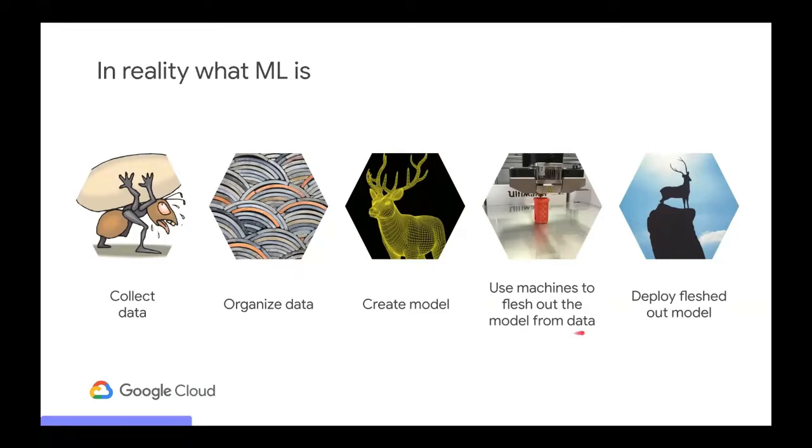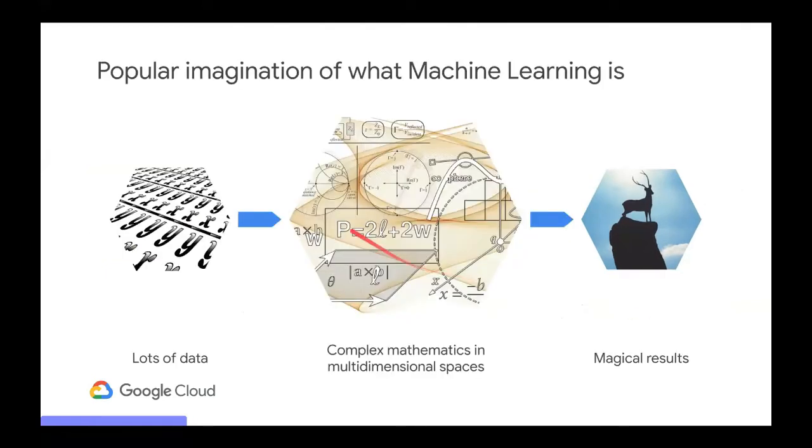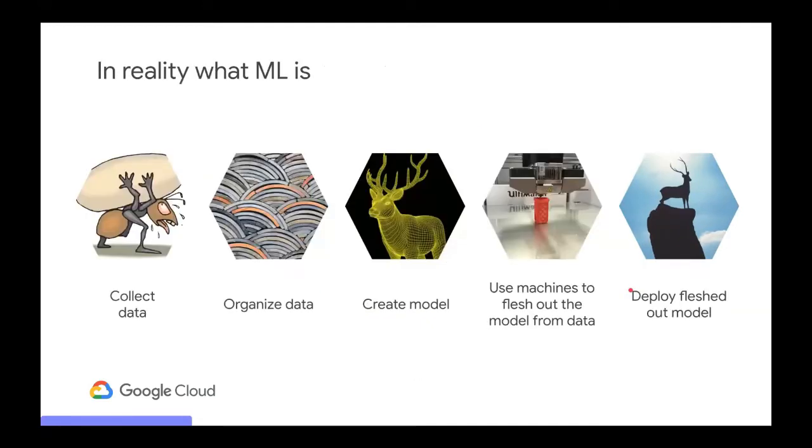And then use machines to flesh out the model or to make it better and better. And then finally, you can deploy this model and then you can use it to make predictions on new data. So this is more likely what ML is. It's not too far off from this, but there shouldn't be as much guessing here. There shouldn't be as much wondering, what is this magic? Okay. It is not magic. You're actually doing a lot of machine work, or having machines do a lot of work for you, to make it seem like magic.